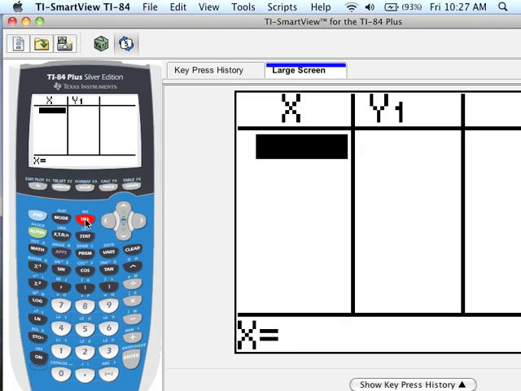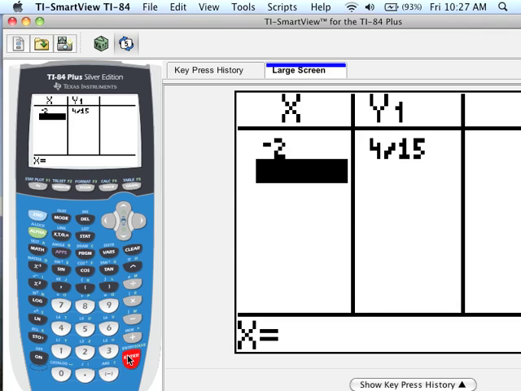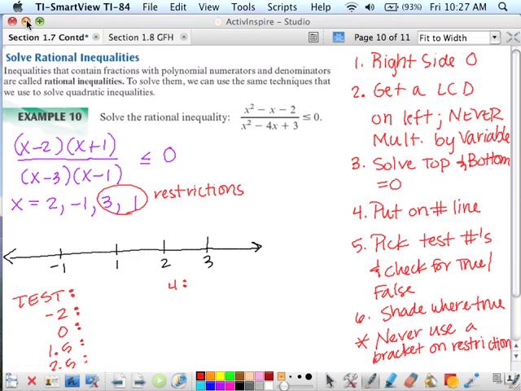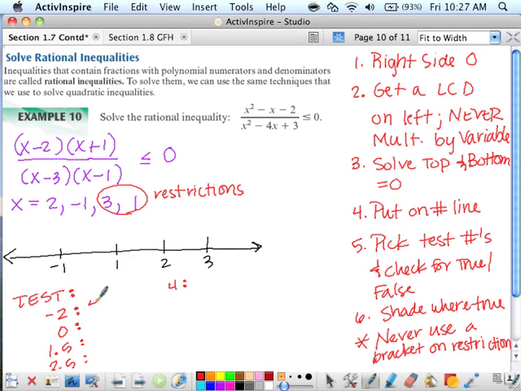What was the first one? Negative 2. So negative 2 gives us positive 4/15. And I want to know, is that less than or equal to 0? Is that true or false? False. So this one doesn't work. So this segment is out of the question.